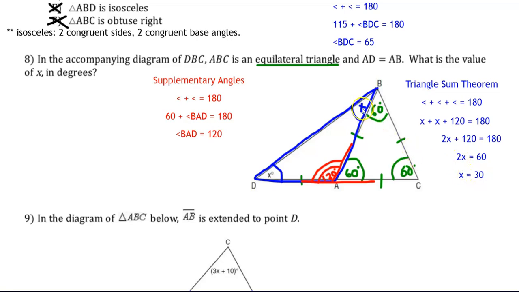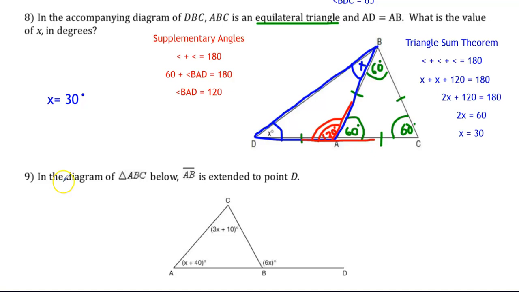That means this x is 30 and this x is 30. It asks what the value of x is in degrees, so we can say that x is equal to 30, but of course we have to say degrees. That's here. Boom. All right, question 9.